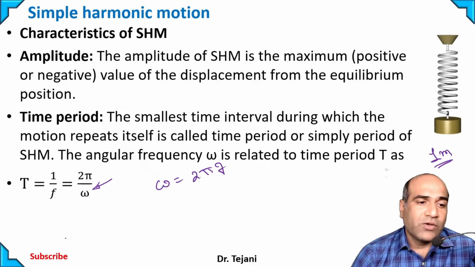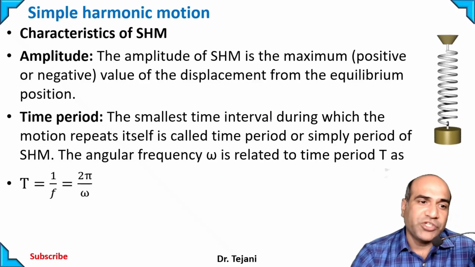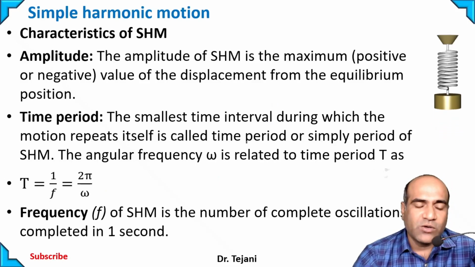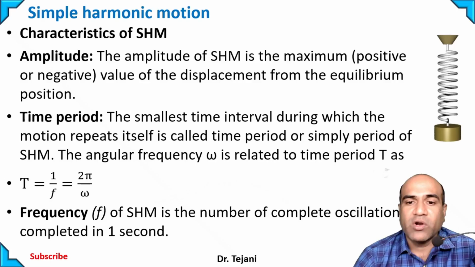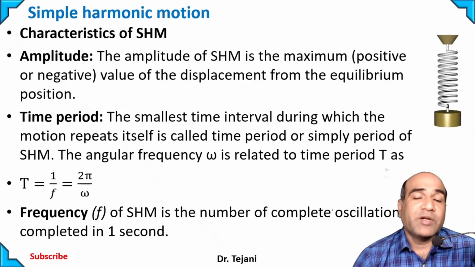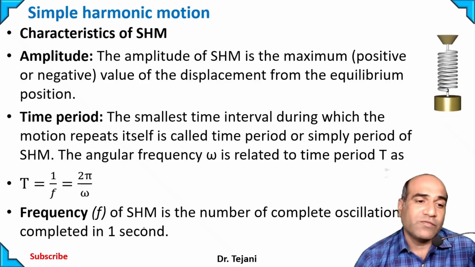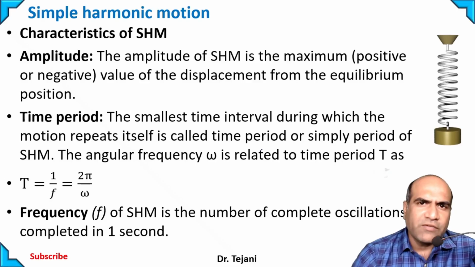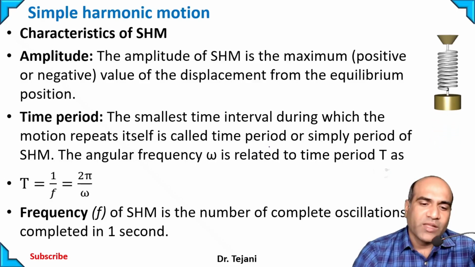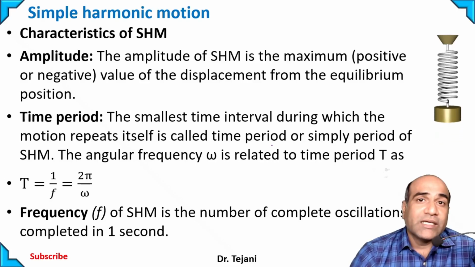Right. So these are the different equations we need throughout the chapter. And the frequency of simple harmonic motion is the number of complete oscillations completed in 1 second. The number of occurrences per unit time is known as frequency. This is the definition we will be repeating many times, so remember it, and you won't have any problem with this.